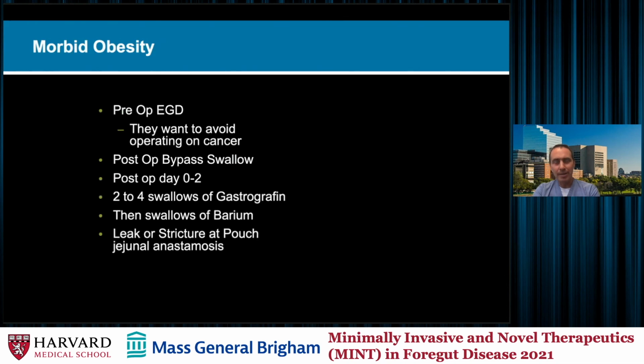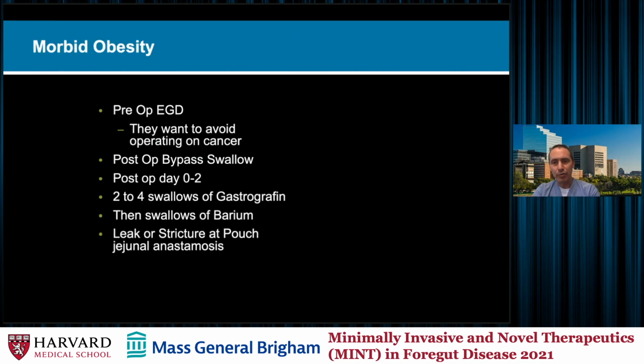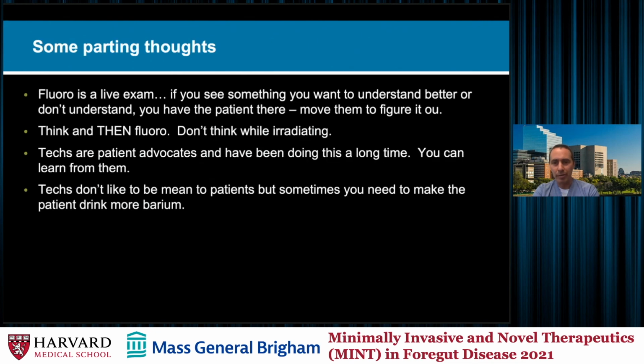So we do the post-op for morbid obesity, again, gastrografin, then barium, just looking for leaks and looking to see whether or not it's strictured. Again, the sensitivity is reduced there because there's post-op edema, so it'll always look a little bit strictured.